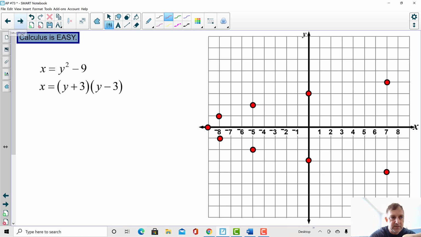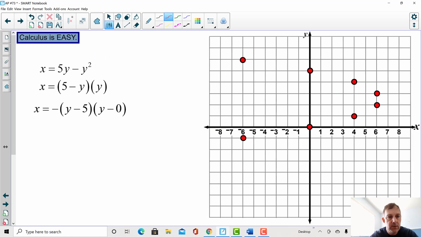All right, let's take a look at the next example. All right, again, we need to factor out a y, and then we'll have 5 minus y times y.